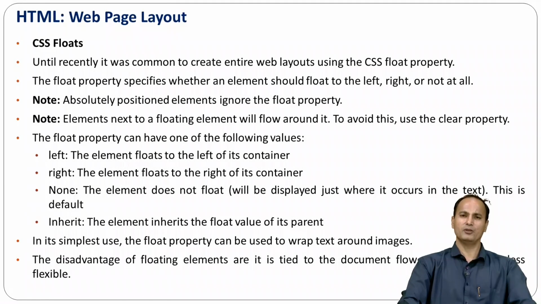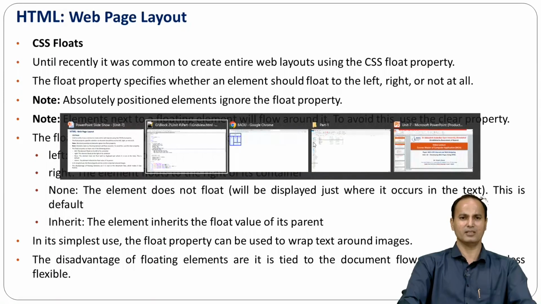In its simple use, the float property can be used to wrap text around images. Generally, if we have an image and we want its description around it, then we will definitely use the float property, and after that we can set the content around the image. In this way, we can have a better-looking web page in terms of layout. Let's try to understand this through an example.